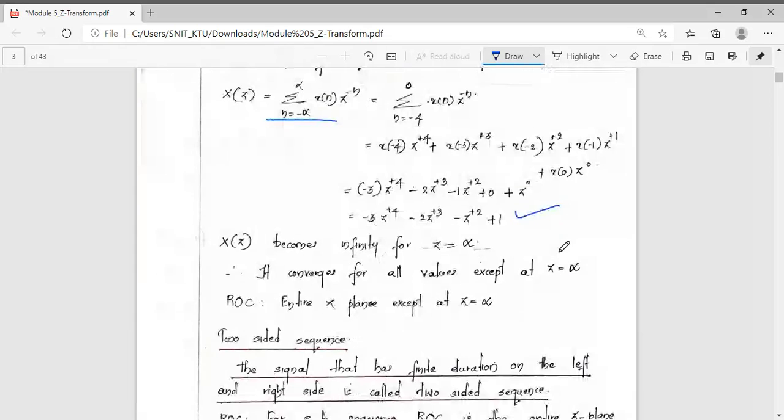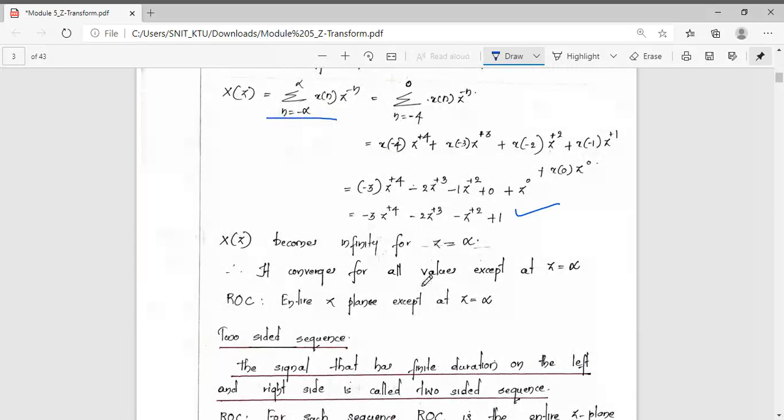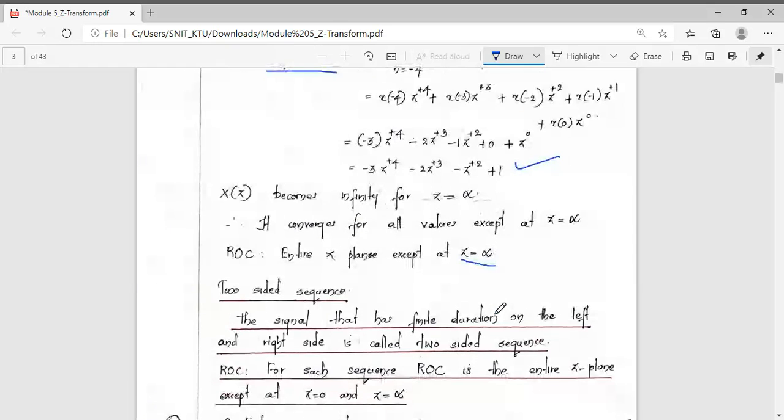So x of z converges for all values except at z equal to infinity. That is, the ROC here is the entire z plane except at z equal to infinity. So this is the case of an anticausal sequence.